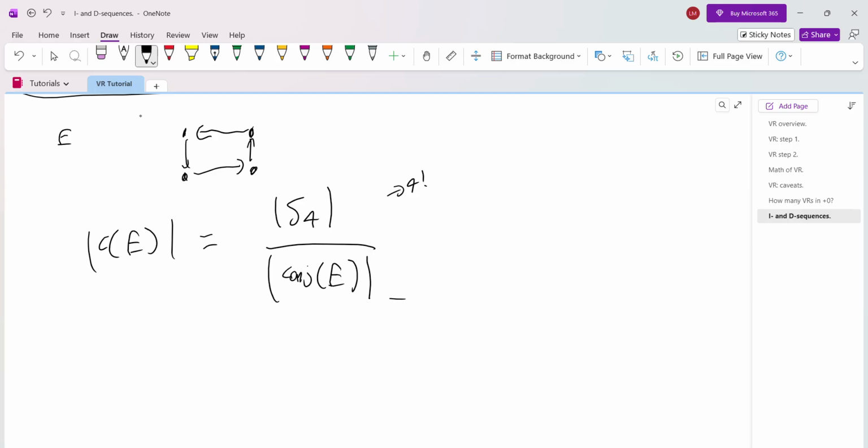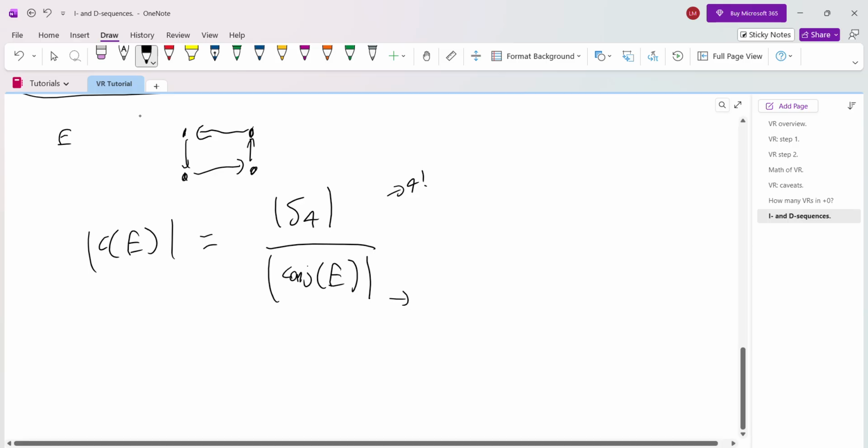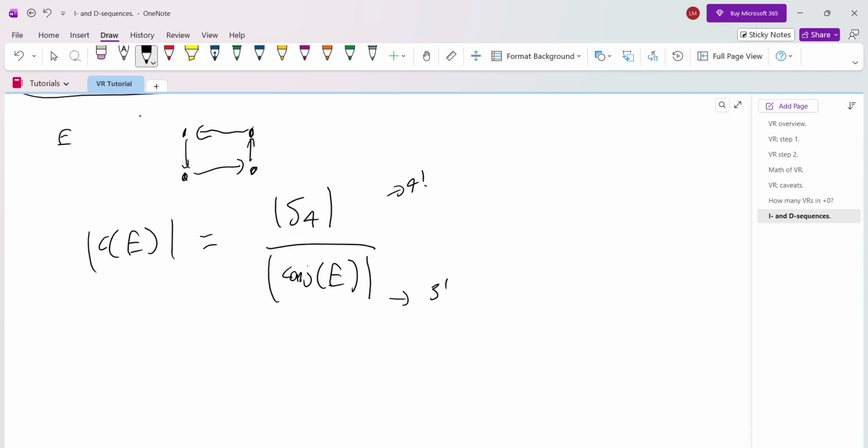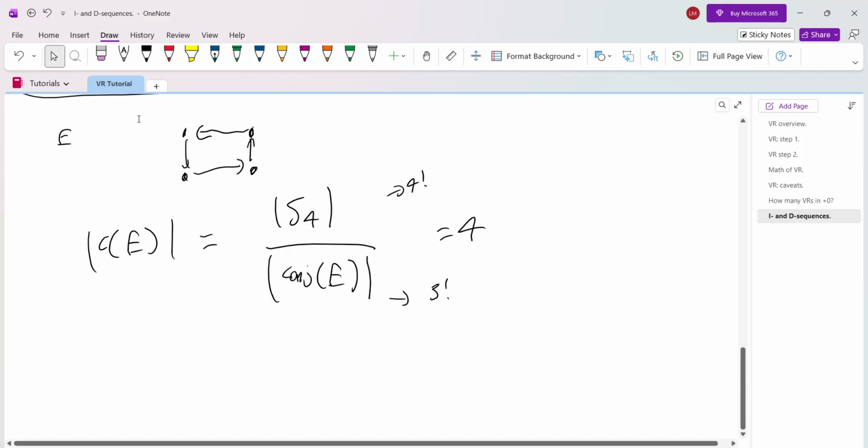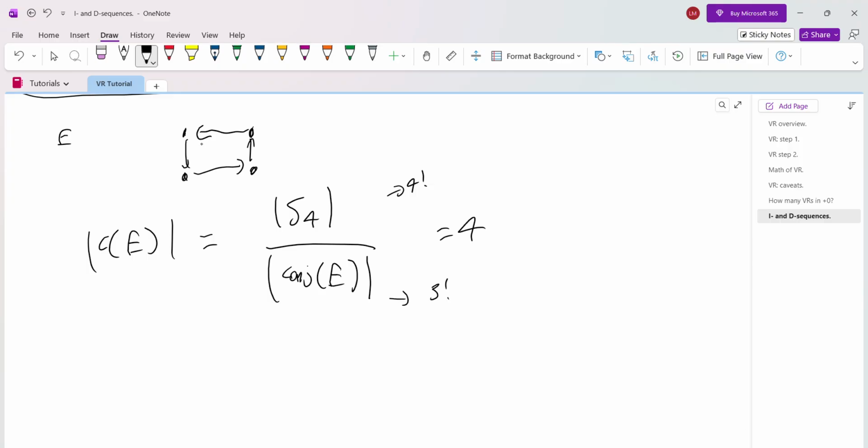And okay, this is 4 factorial. And what is this? Well, the number of n-cycles is (n minus 1) factorial. So that's 3 factorial. So this is actually 4. In particular, the size of the centralizer is 4, and it contains all the powers of the cycle. So it must be that an element commutes with E if and only if it's a power of the cycle.